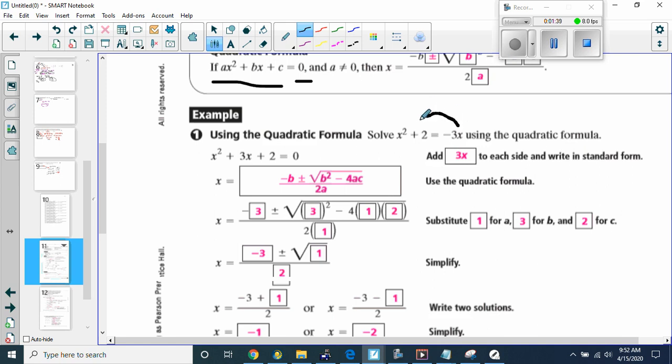So we're going to bring this -3x over by adding 3x to both sides, and now you have a quadratic equation in standard form.